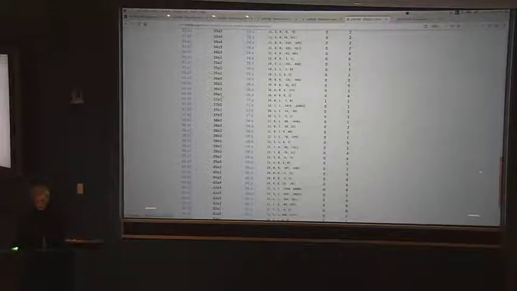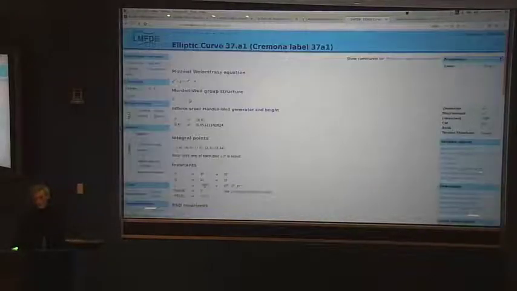And if I were to click on that, I could go see the home page for this elliptic curve, and I could see a generator for its set of rational points other than the torsion points. The point (0, 0) can be used to enumerate all of the other rational points on this elliptic curve. Okay. All right.